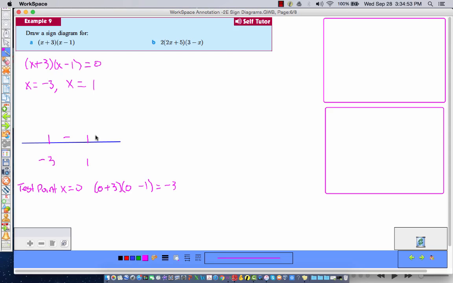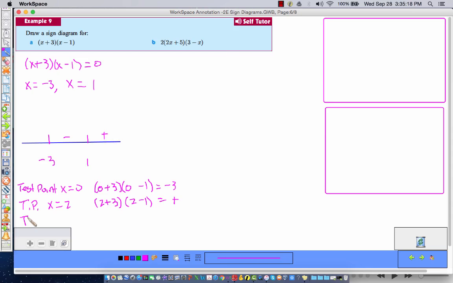Since it is negative, all values in this interval are going to be negative. Okay? And then now I'll choose something to the right of 1. Let's say x equals 2, make my life easier. So 2 plus 3 is going to be positive. 2 minus 1 is going to be positive. And I know that's equal to 5 times 1 is 5, but all I really care about is that the result is positive, because that means everything to the right of 1 is positive.